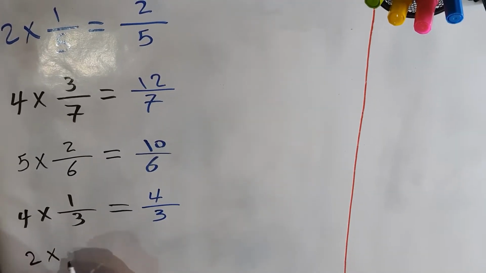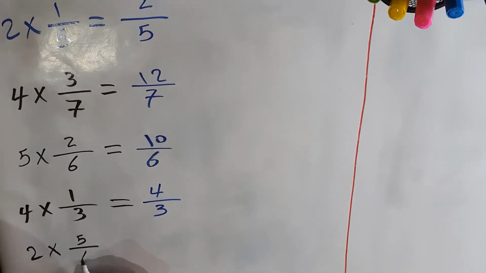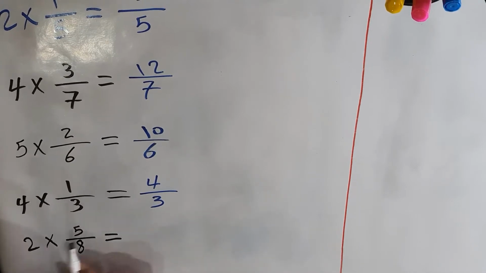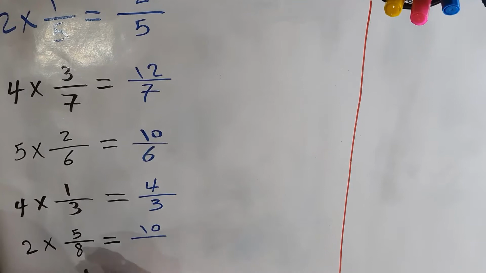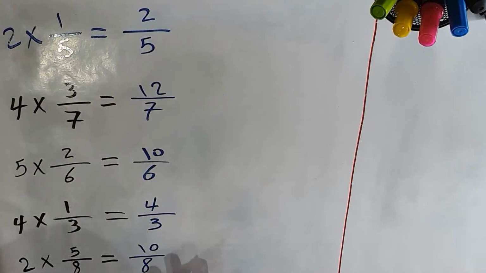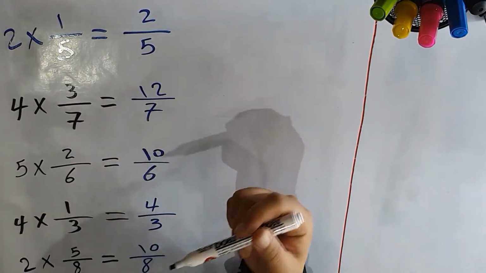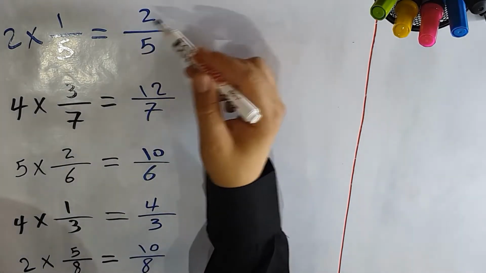2 multiply 5 over 8. Okay, 2 times 5 is 10, and the denominator, or bottom of the fraction, is the same, 8. Okay. After we finish multiplying a whole number with a fraction, if you are asked to multiply a whole number with a fraction and put the answer in the simplest form, then you should simplify the answer.